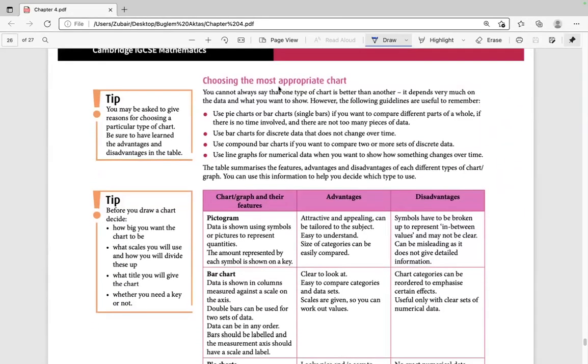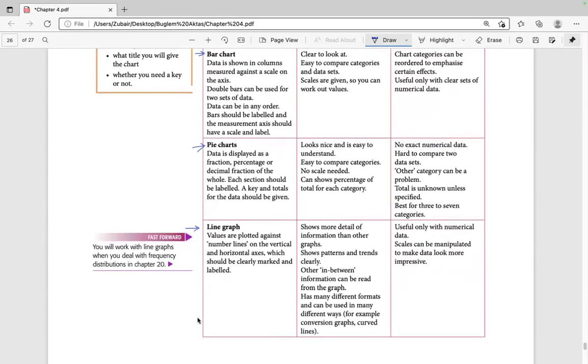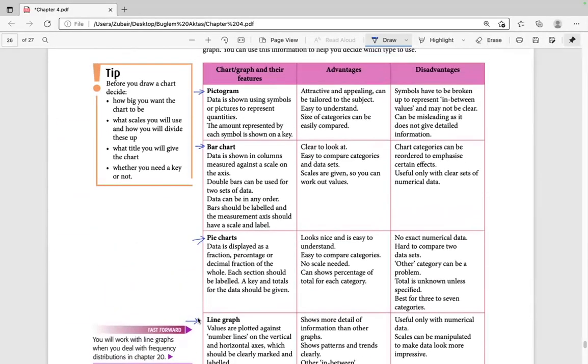Choosing the most appropriate chart. Now this is the comparison. Let's go through this, advantages and disadvantages. Before we read in detail, do you remember what a pictogram was? Yes. Bar chart, pie chart, line graph, which we just did. Now pictogram, I'm skipping this detail because you remember what it is, and we are reading the advantages and disadvantages.